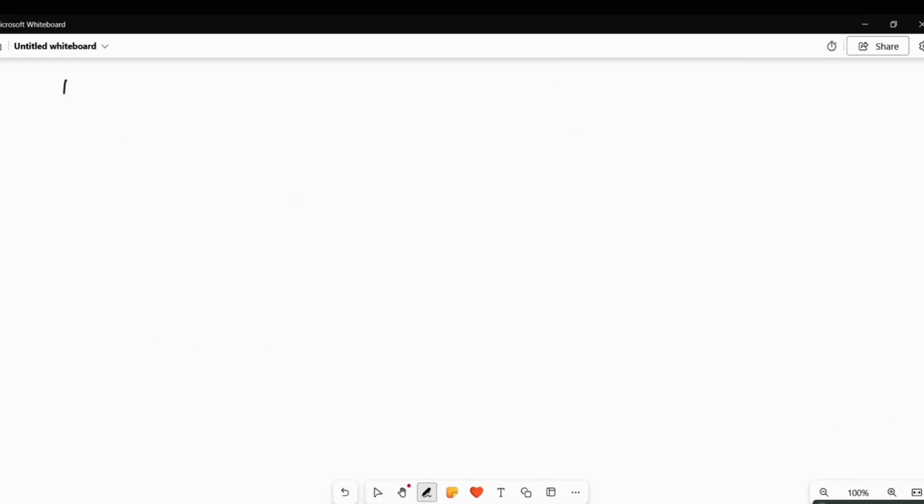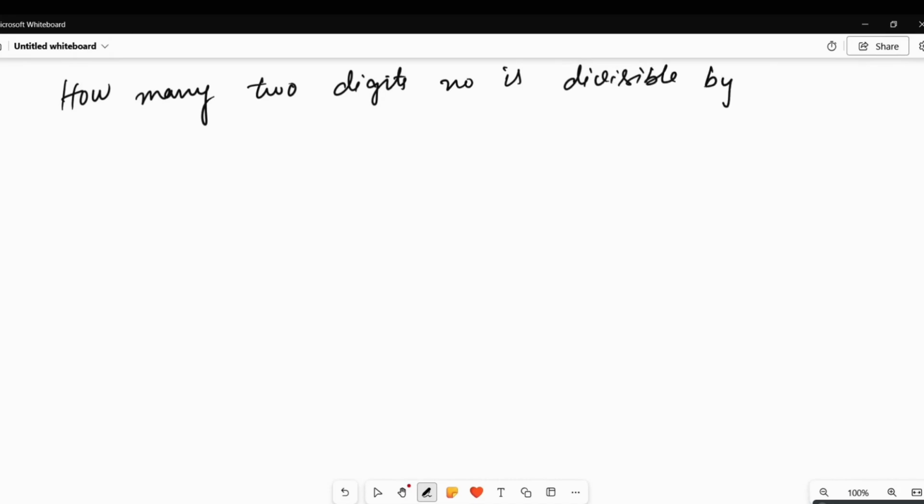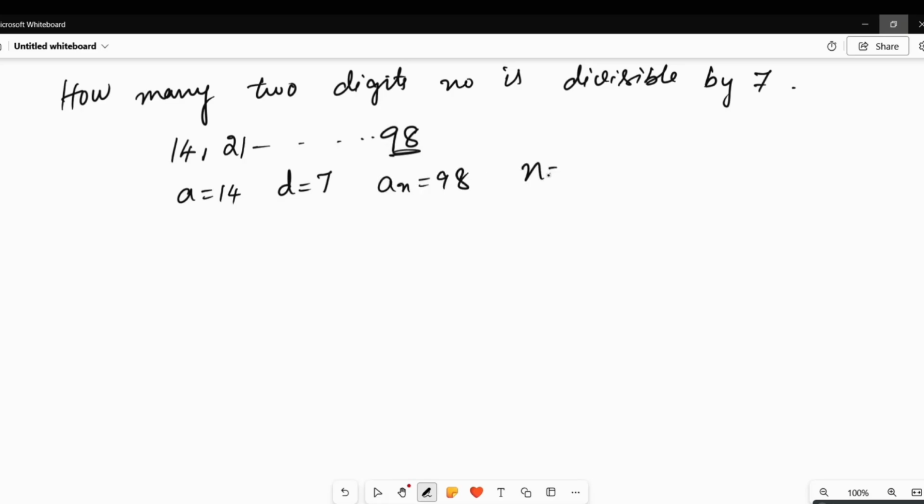Now do this. How many two-digit numbers are divisible by 7? So they should do it and tell me the answer. Two-digit number, it is 14, right? So then comes the 21, it goes on. So last number will be 98, which is divisible by 7. So what is A here? 14. D, common difference, is 7. And the last number AN is 98. So find the N value.